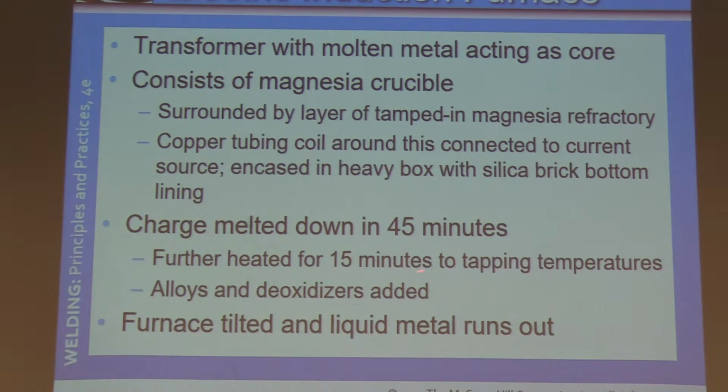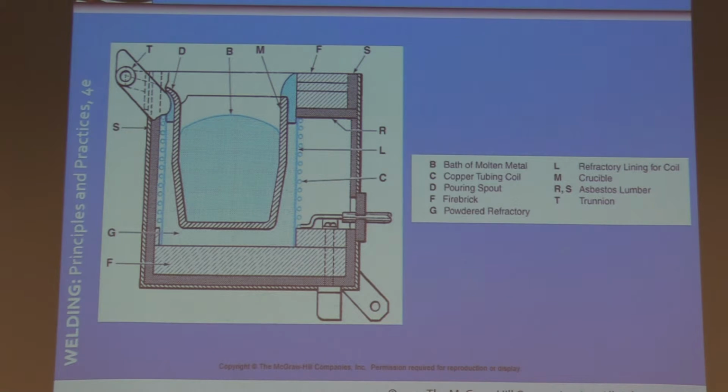The charge can be melted down in 45 minutes. In the liquid form, you can have alloys and deoxidizers added at an even rate. And then it can be poured out as well, okay? So right here is the bath of molten metal. Right here, your copper tubing within the vessel. Your pouring spout right here.